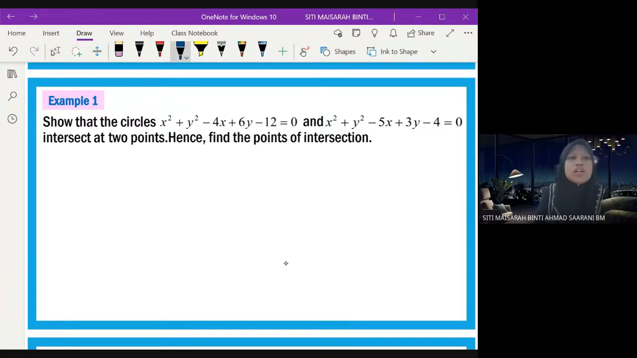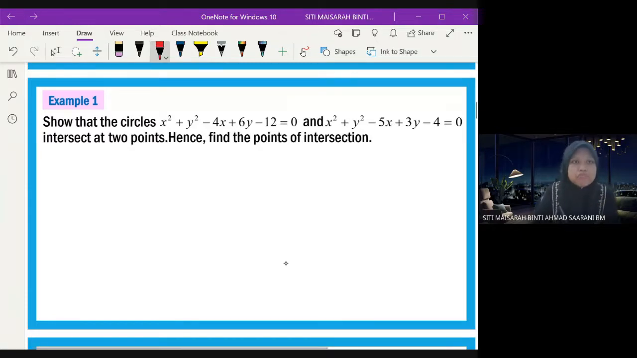Okay, untuk dapatkan b squared minus 4ac tu, dia mesti dalam bentuk kuadratik. Since kita punya equation circle, kalau general ke standard ke, dia ada x dengan y. So jadi ini kita kena combine dulu, dapatkan dalam bentuk kuadratik, and then baru kita guna b squared minus 4ac. Okay, so jadi kita ada dua equation ni. So first kita eliminate dulu. Kita eliminate supaya dia jadi satu variable.